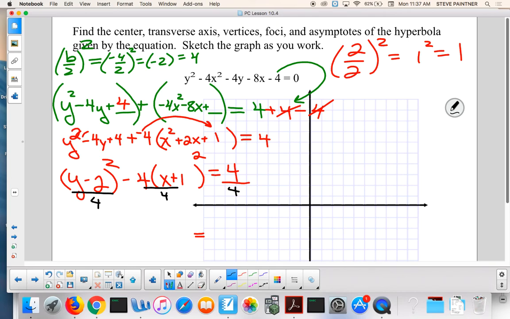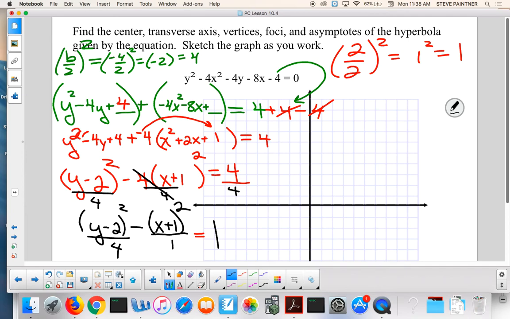Divide by 4. And you get y minus 2 over 4 minus, what here? What happens to the 4s? They're out. It's over 1, in case you want to see the number, it's 1. And this makes 1. Okay. Your job is to actually sketch that.